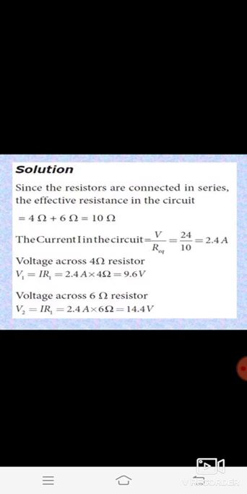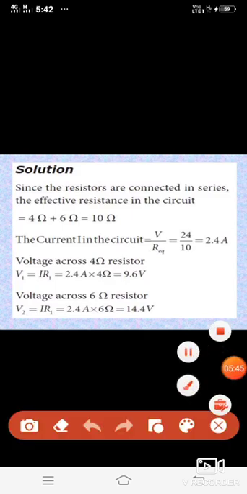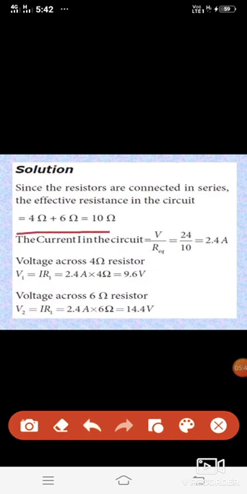For the given data, R1 is equal to 4 ohm, R2 is equal to 6 ohm. When connected in series, the effective resistance RS is equal to 4 ohm plus 6 ohm, which is equal to 10 ohm. The current I in the circuit is calculated using the formula V divided by R. We know the equivalent resistance, so I is equal to V divided by R equivalent, so 24 divided by 10 is equal to 2.4 amp.